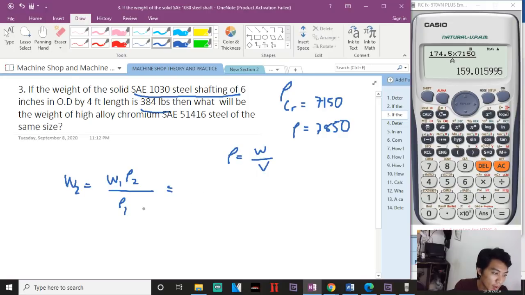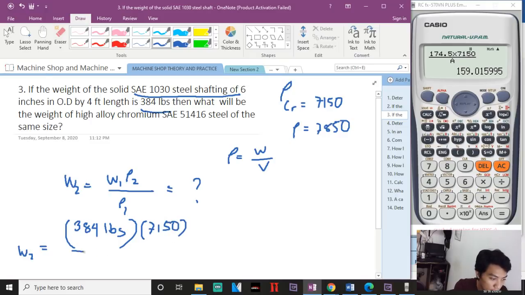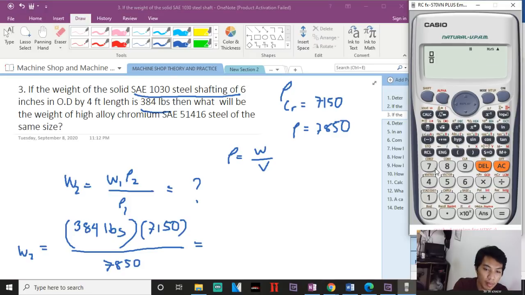Okay? Remember lagi ito, density is weight over volume. Okay? Hindi natin alam. Okay? So, weight 2, weight ni 1, that is 384 lbs, multiplied by yung kanyang density ni 2, that is chromium, 7150. Non-unit na yan kasi makakancel na sila nasa baba. Okay, that will be 384 times 7150 over 7850.